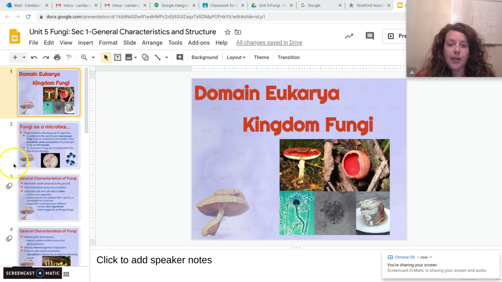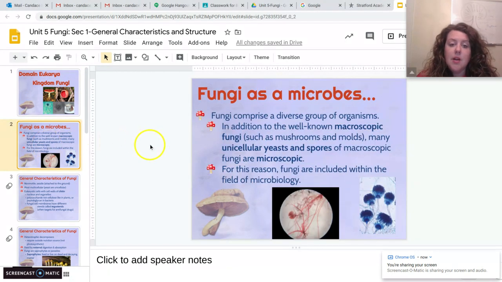We're going to get started today on the domain Eukarya, and we're in the kingdom fungi. Okay, so why are fungi in microbiology? Because when you think of microbiology, you're thinking about teeny tiny things you can only see with a microscope. So when you guys think of fungi, automatically a mushroom probably pops into your head. Well, the reason is the most important part of any organism is its reproductive structures, and all of their reproductive structures are microscopic. So that's why they are classified in the field under microbiology.